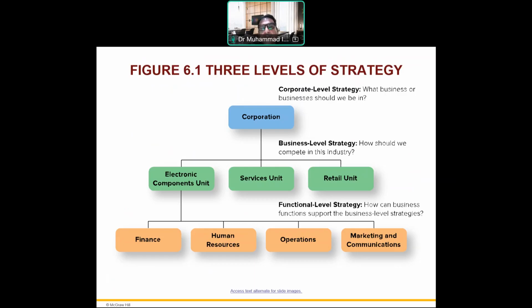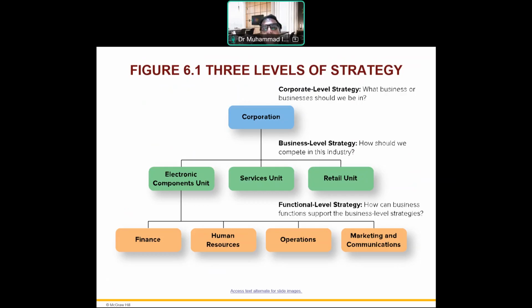Here is a pictorial demonstration of the strategies. Basically, corporate level strategy means bringing overall change in our business, overall in the company. What business should we be in? Where is our business? Our business is giving a profit. Our business is expanding.